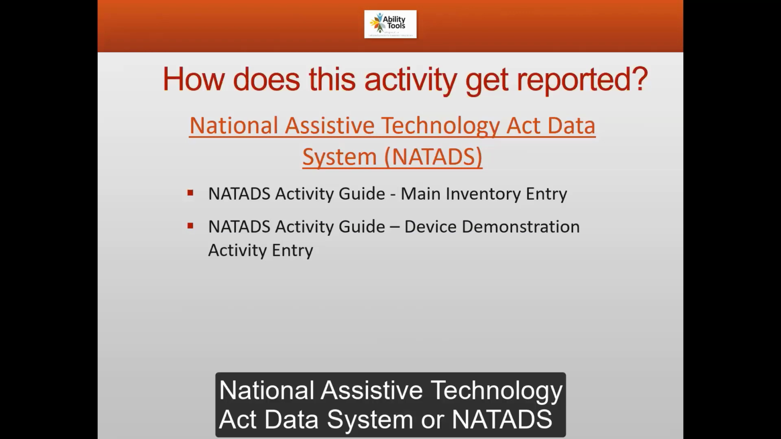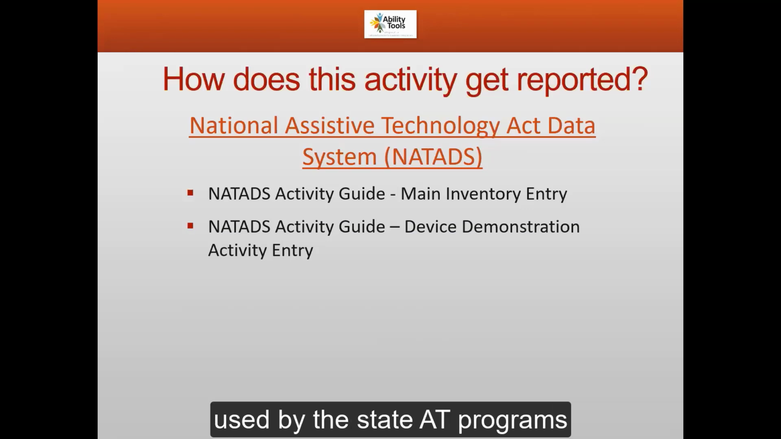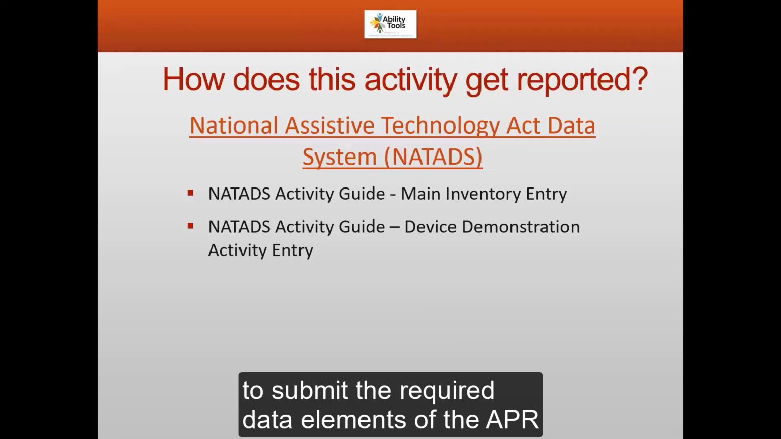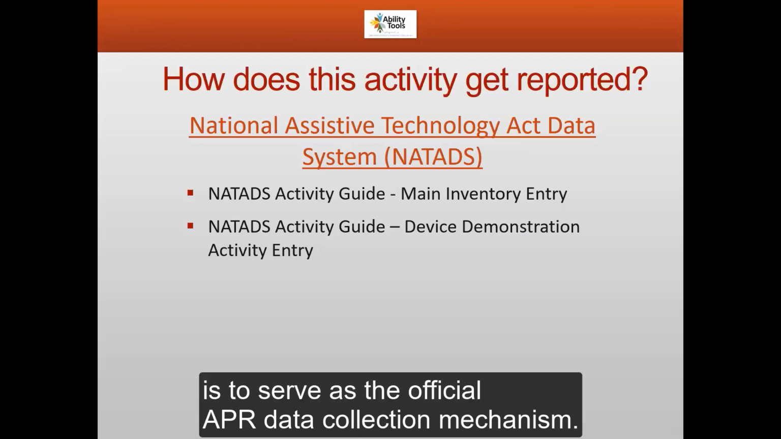National Assistive Technology Act Data System, or NATADS, is the web-based aggregate data reporting system used by the state AT programs to submit the required data elements of the APR as mandated by the AT Act. NATADS' primary purpose is to serve as the official APR data collection mechanism.